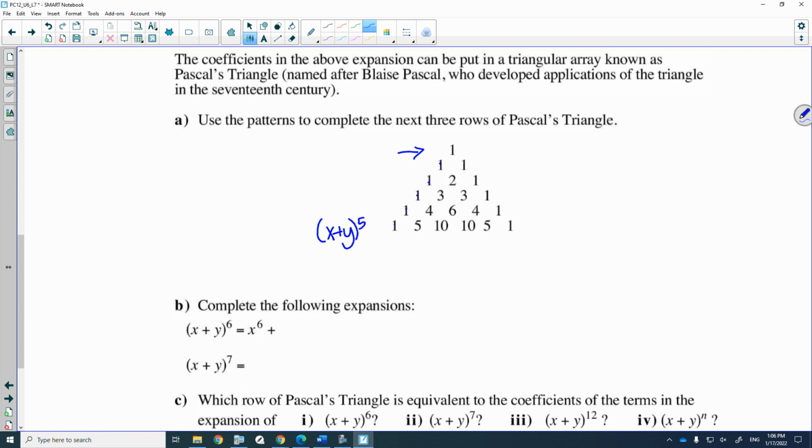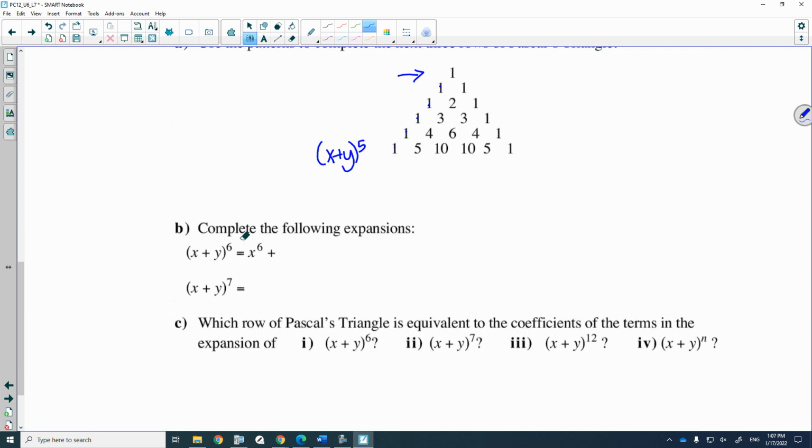Right? X plus y to the power of 5 would have 6 terms. So they want you to write the coefficients for x plus y to the power of 6, 7, and 8. Once you have that, you could then do the expansion of x plus y to the power of 6 and x plus y to the power of 7. So I won't do that for you because now you should be able to. Okay, maybe I'll do x plus y to the power of 6 really quickly just to make sure.